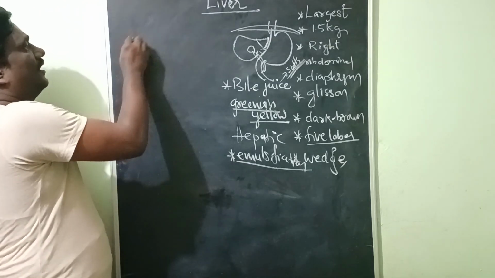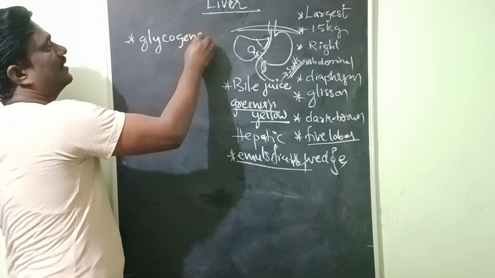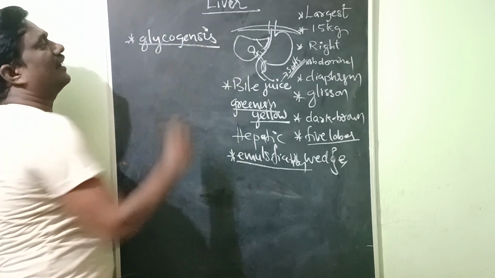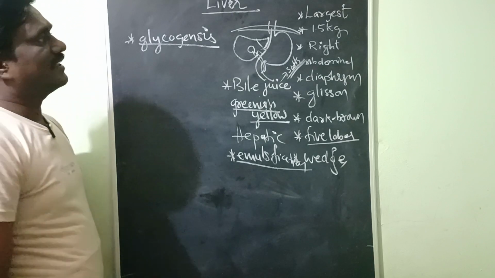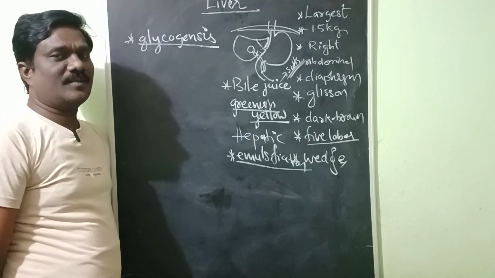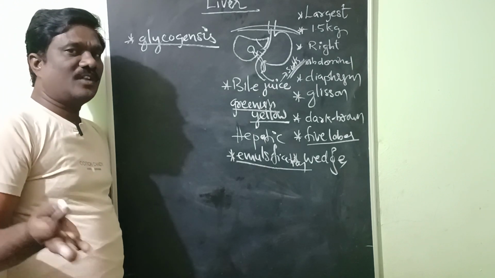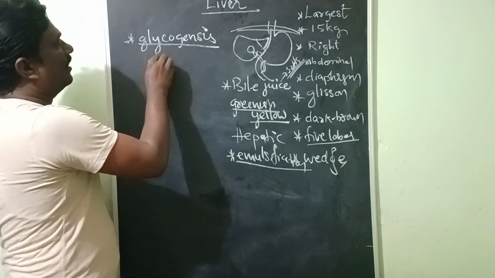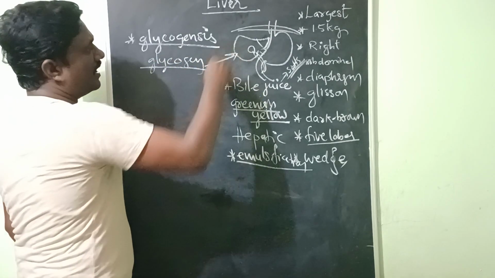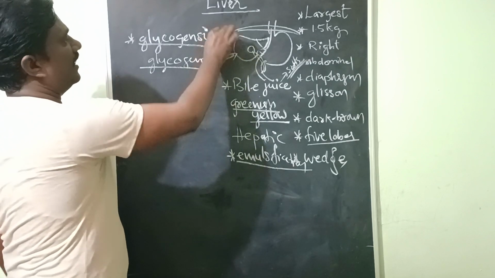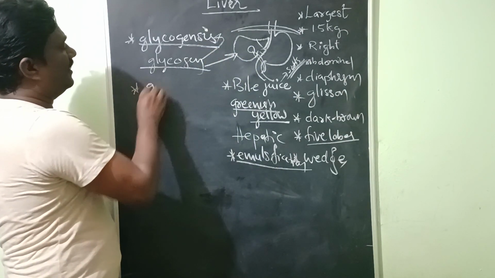The remaining main functions are glycogenesis. Glycogenesis means after digestion, the excess amount of glucose is converted into glycogen. In the form of glycogen, it is stored in the liver. This process is called glycogenesis. Next one is glycolysis.